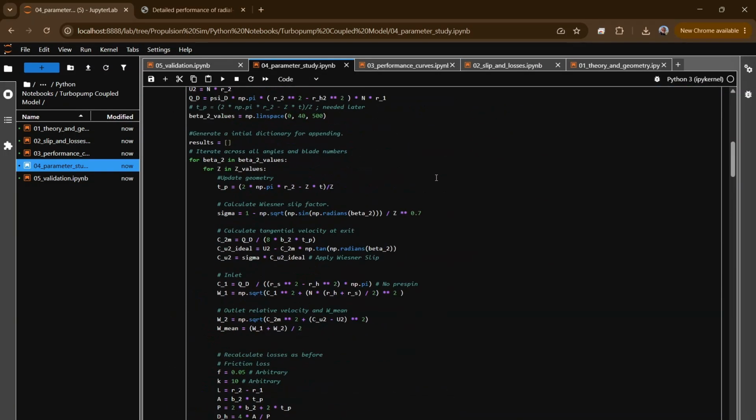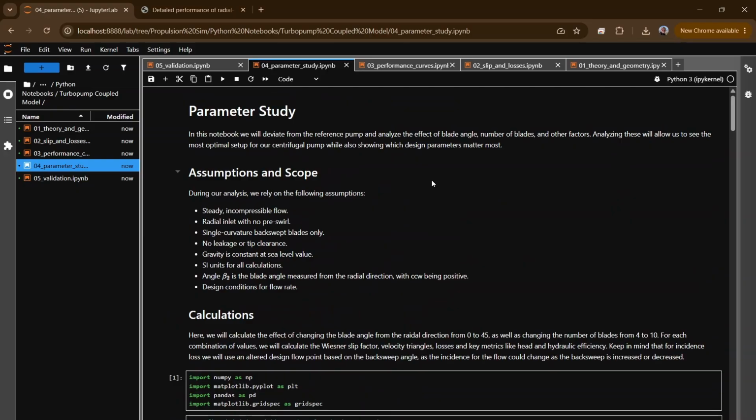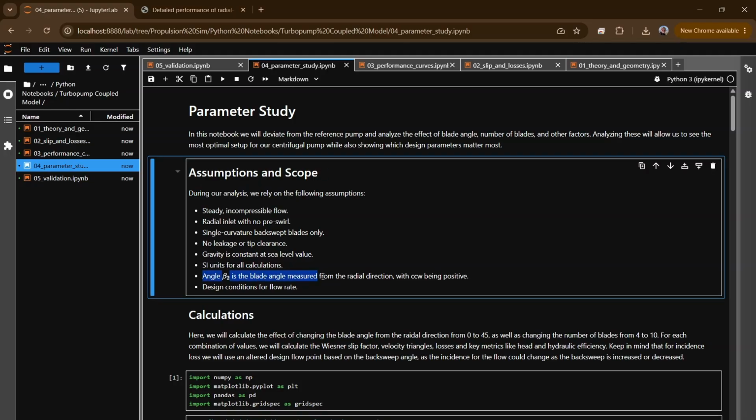Onto parameter study. We generate a lot of graphs in this one. For this one, we are deviating from the reference pump, and we're analyzing instead the effect of the blade angle, the number of blades, and a bunch of other factors. This one's different because we have to define our angle beta 2 now, because we have it as the blade angle measured from the radial direction, with counterclockwise being positive.